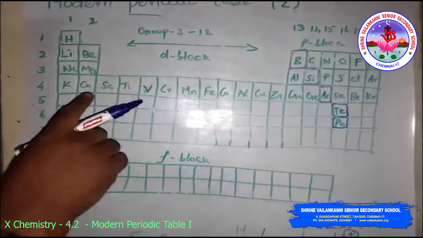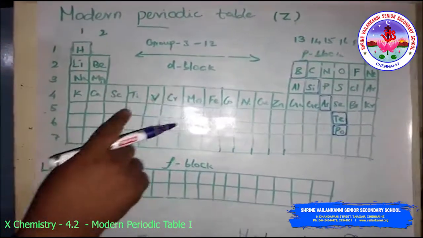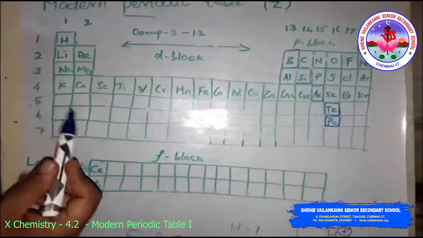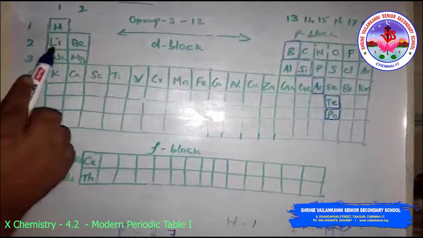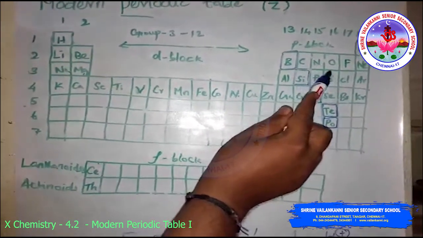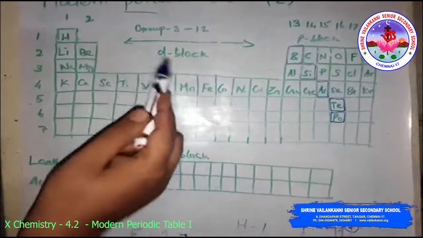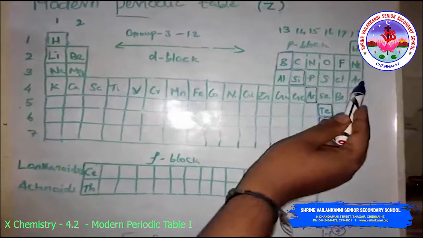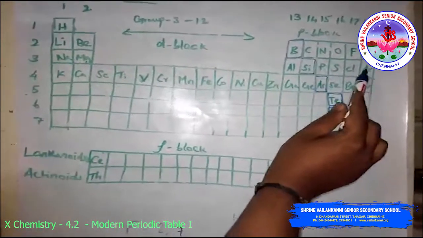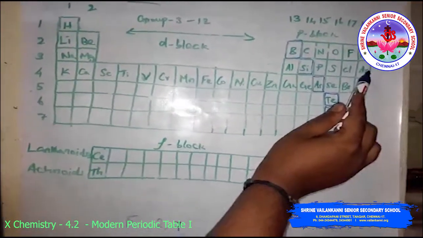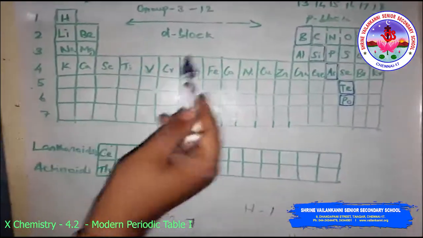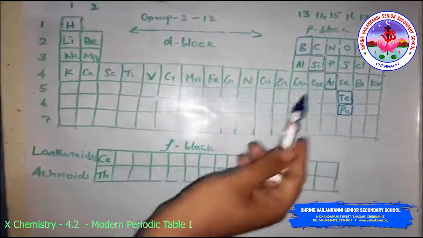Then we can say that atoms of different elements with the same number of occupied shells are placed in the same period, like sodium, magnesium, aluminum, silicon, phosphorus, sulfur, chlorine, and argon here. Argon belongs to the third period of the modern periodic table, since the electrons in the atoms of these elements are filled in the K, L, and M shells.